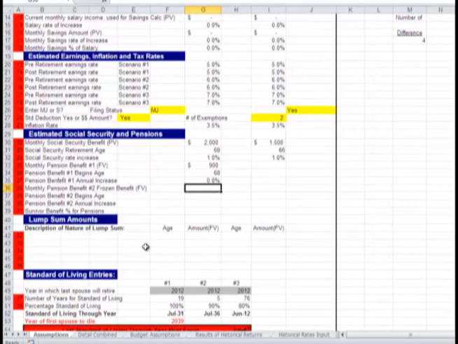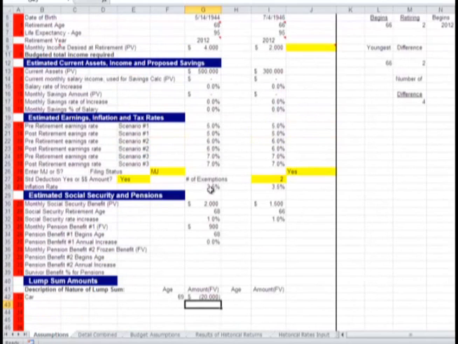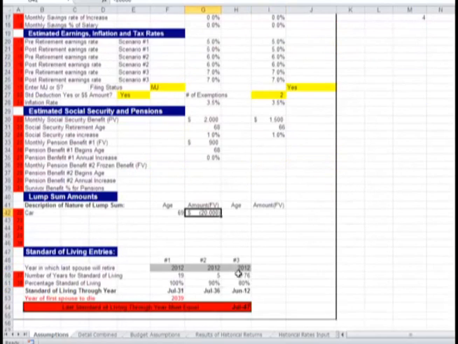Let's assume that John wants to buy a new car for $20,000 next year. So we'll type car in the description box, 69 for John's age, and 20,000 in parentheses to denote a negative number, an expense. So the program now knows to take $20,000 out of John's assets next year.